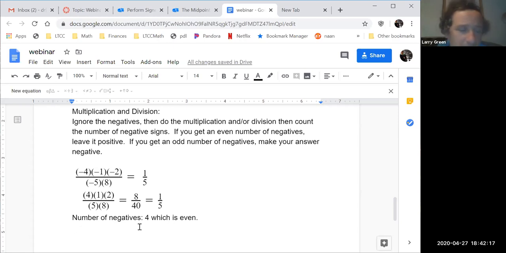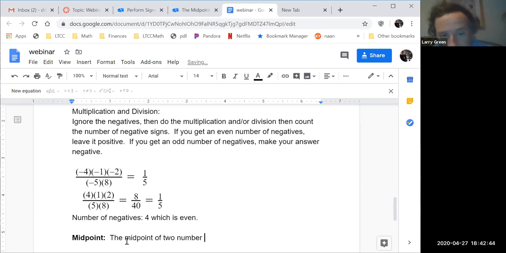Okay, now we're going to talk about midpoints. So we're going to look at the midpoint. Make that bold because that's the topic. So let me write this down. The midpoint of two numbers is the average of the two numbers.